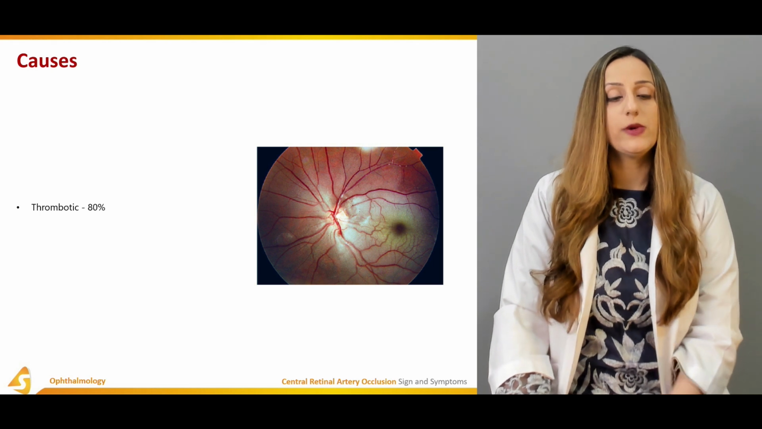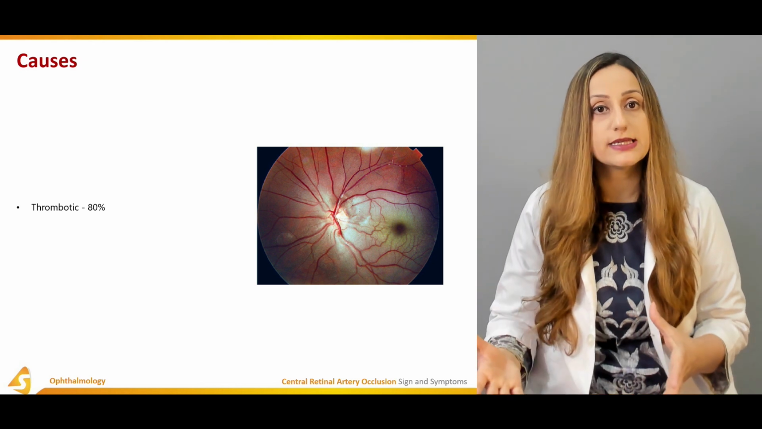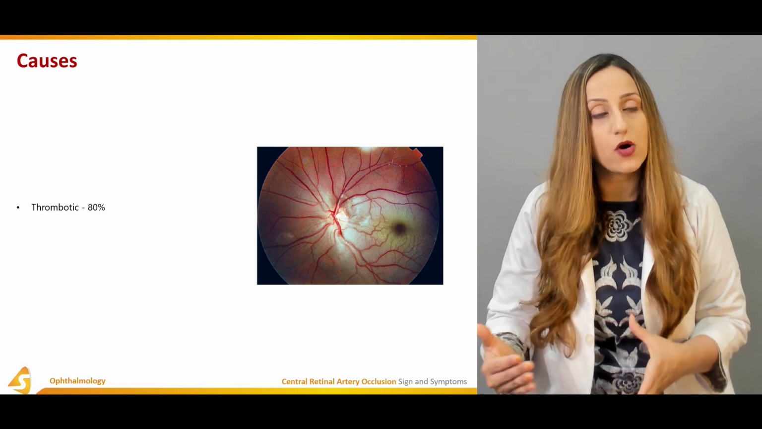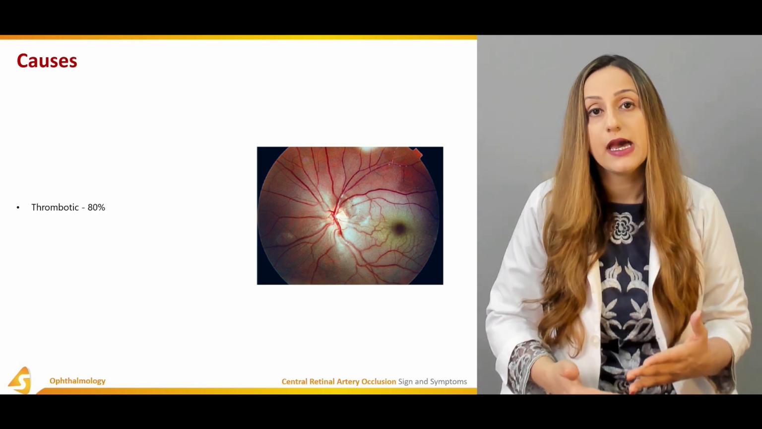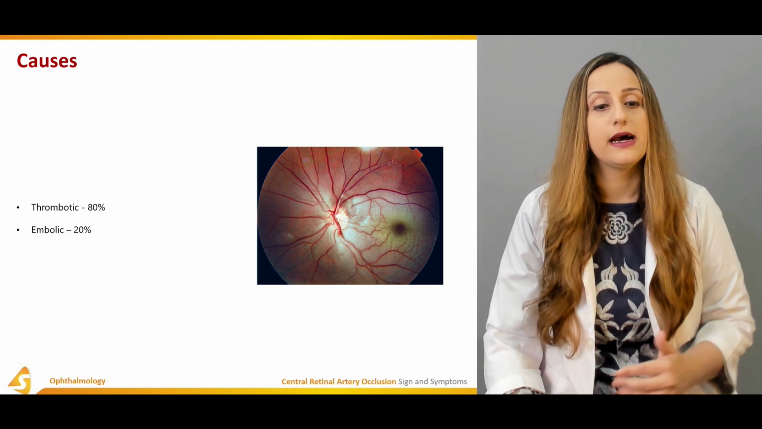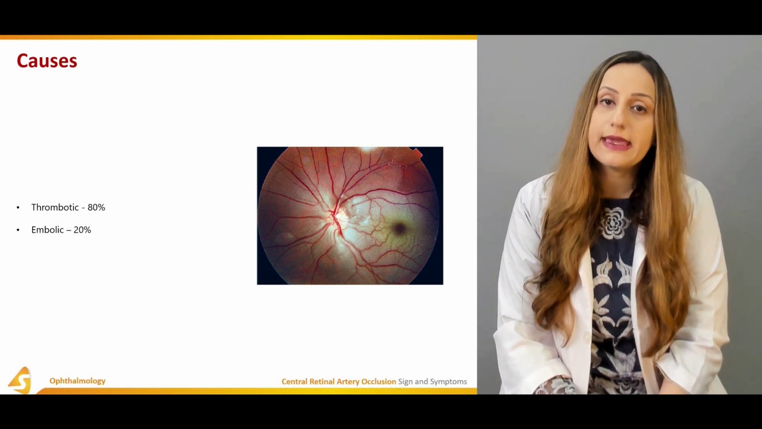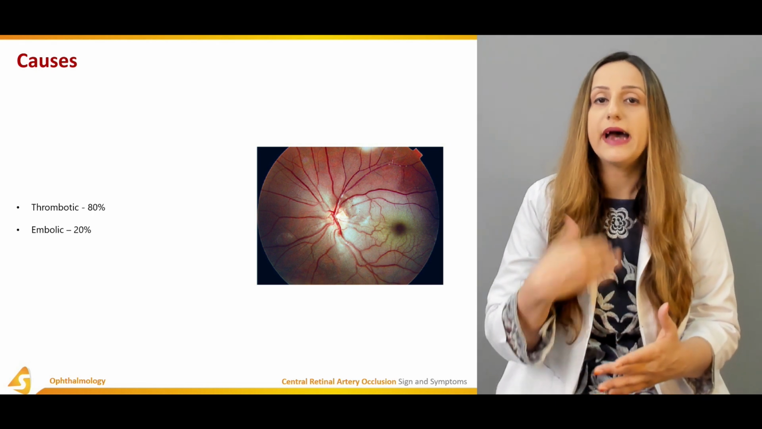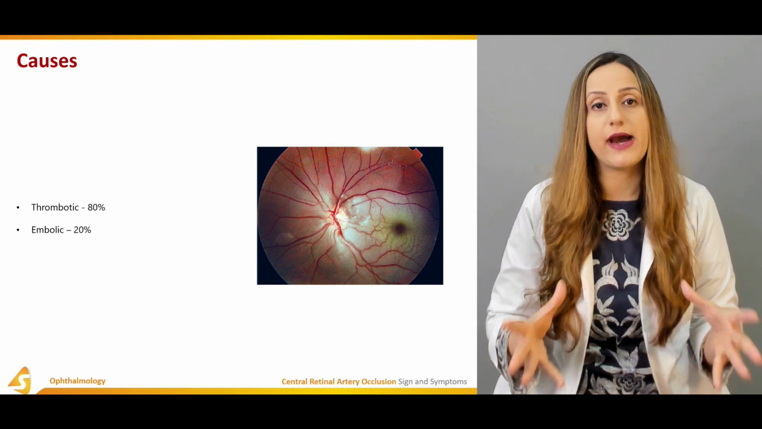The causes, we can basically categorize into thrombotic causes on one hand and embolic causes on the other. The thrombotic causes make up almost 80% of the patients presenting with central retinal artery occlusion, and only 20% are embolic causes leading to central retinal artery occlusion. Again, when we look at the causative factors behind this thrombosis and embolism, there can be a range of factors present.